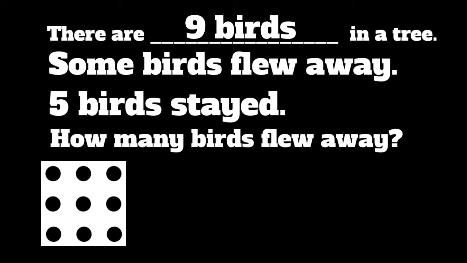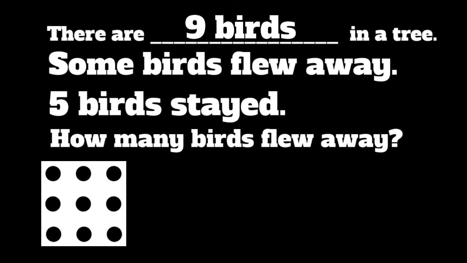Now, when it says some birds flew away, does that tell us the number of birds that flew away? Exactly. No, it does not. All it says is some birds flew away, so we don't know exactly how many. So, keeping that in mind, knowing that we have 9 birds in a tree and some are going to fly away, we don't know how many. I'm going to move on to the next line of the problem.